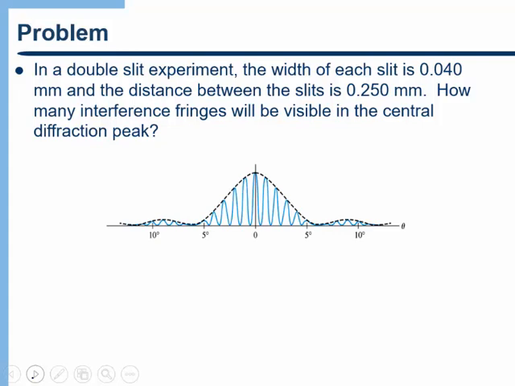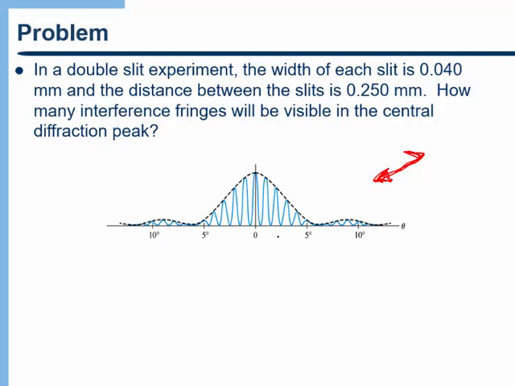Let's look at the following problem. In a double slit experiment, the width of each slit is 0.040 millimeters, and the distance between the slits is 0.250 millimeters. How many interference fringes, or interference bright spots, will be visible in the central diffraction peak? So first of all, let's just make sure you understand what I'm asking. This, by the way, is not an accurate picture for the numbers that I've given, but let me just use it to show you what I'm asking.